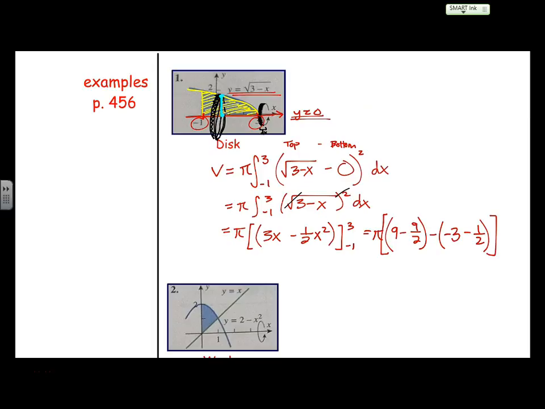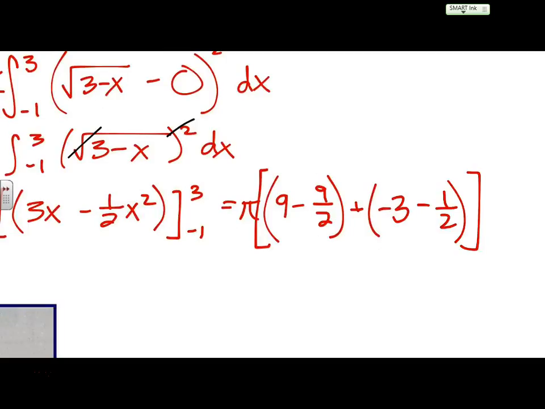Long story short, put them all together. I'm going to distribute that little negative. 9 plus 3 ends up being 12. -9/2 plus 1/2 ends up being -8/2, which would be -4. So I have 12 minus 4. Anybody else get 8 pi? Double check my math though. 8 pi. 12 minus 4, 8 times pi.